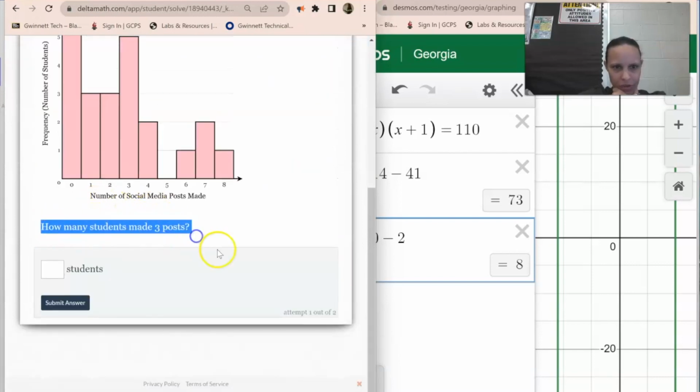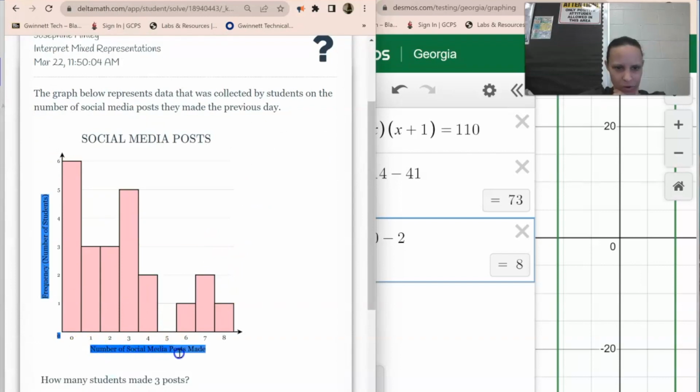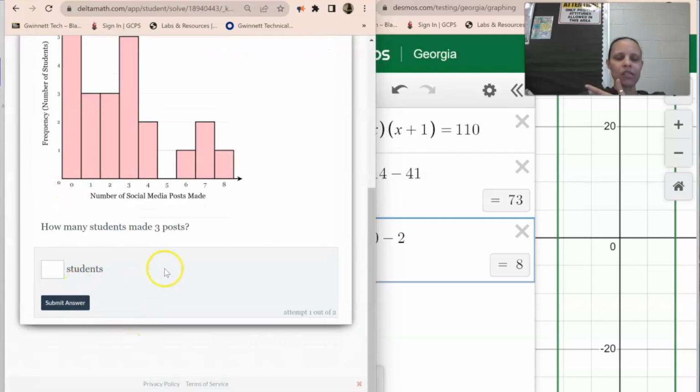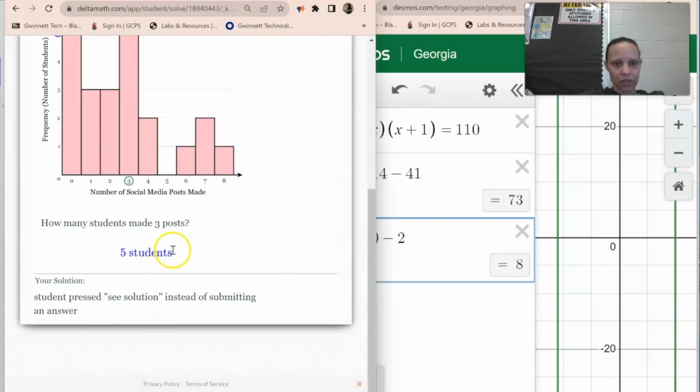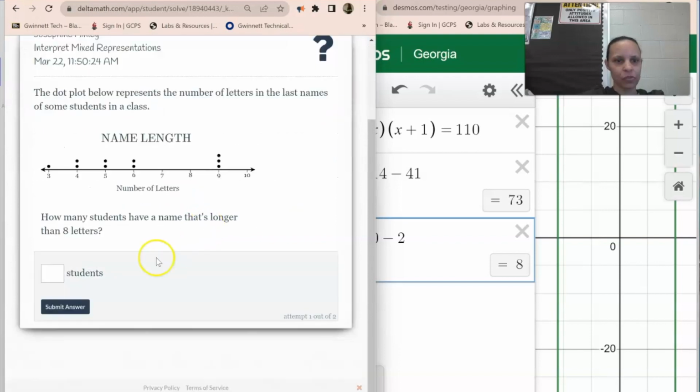How many students made 3 posts? Okay, so this is the number of social media posts made. So 3. So how many students made 3 posts? 5. Honestly, this question is going to keep changing. You just need to know how to read the graph or the dot plot or the box and whisker plot. So I'll just do a few more just to make sure.